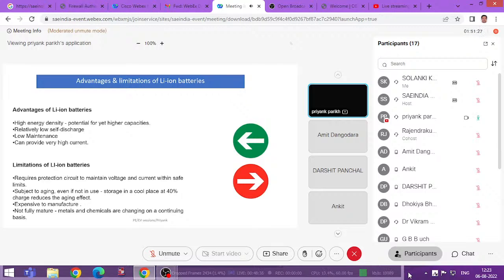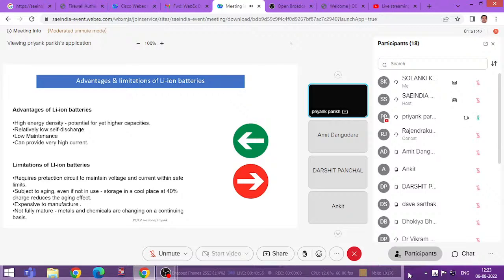It has relatively low self-discharge as compared to other batteries. Say you are parking a vehicle and not using it for a long time. Generally batteries tend to deteriorate in charge, but lithium ion batteries have a very low deterioration rate, the SOC depletion is very low.